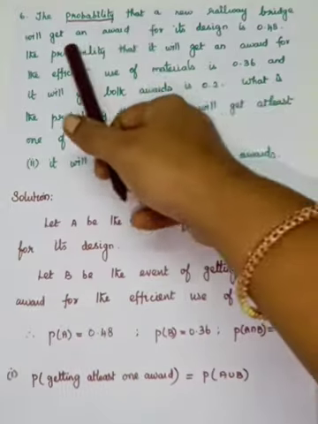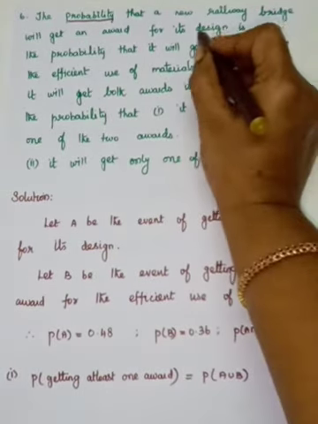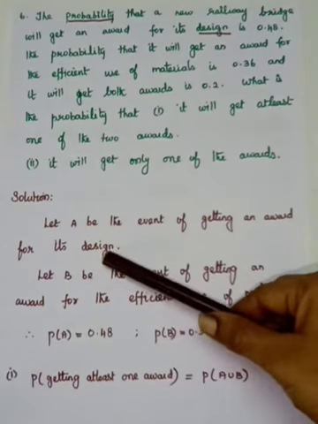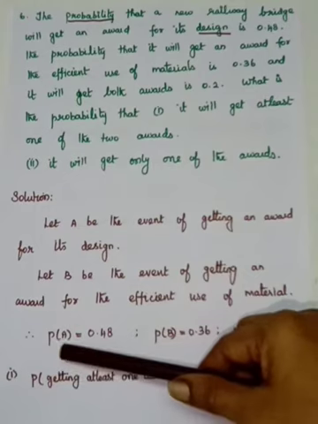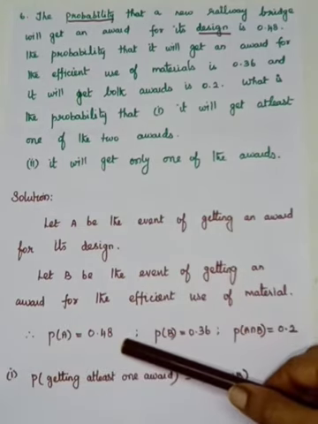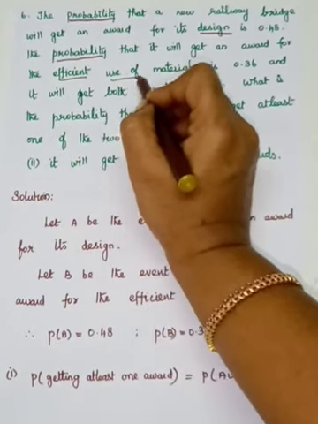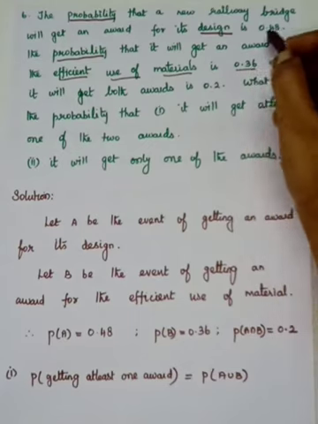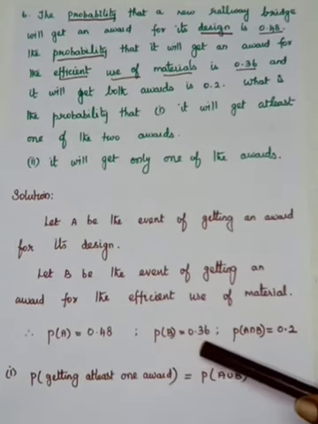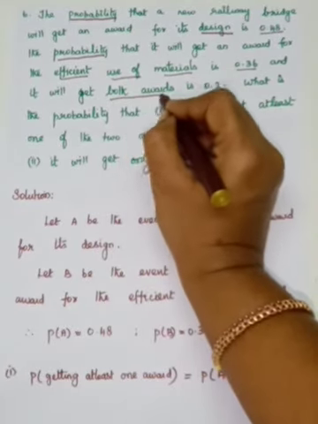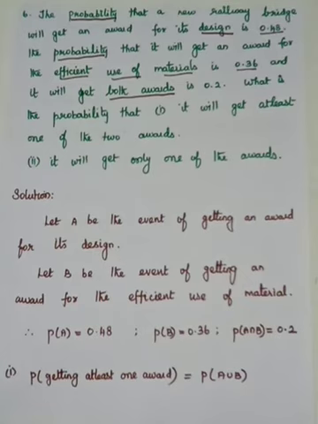So here in the first sentence, the probability that a new railway bridge will get an award for its design is 0.48. So getting an award for its design is A event. Therefore the probability P of A is equal to 0.48. And next one, the probability for the efficient use of material is 0.36. So here P of B is equal to 0.36, and it will get both awards. Both awards means A and B. So A and B is nothing but P of A intersection B is 0.2.